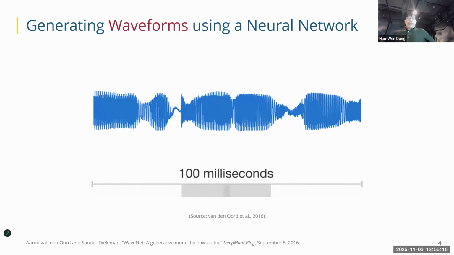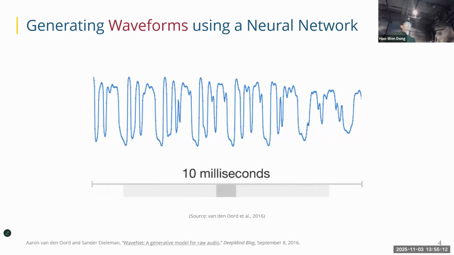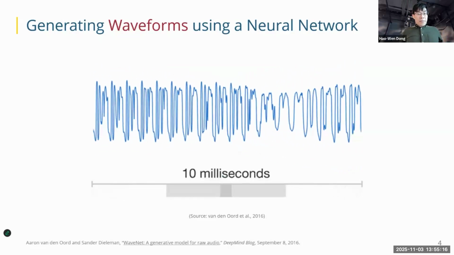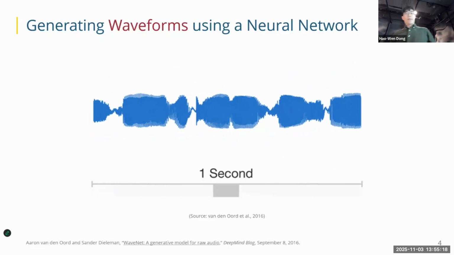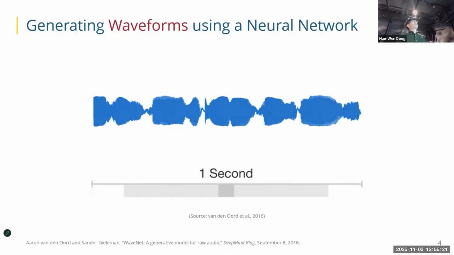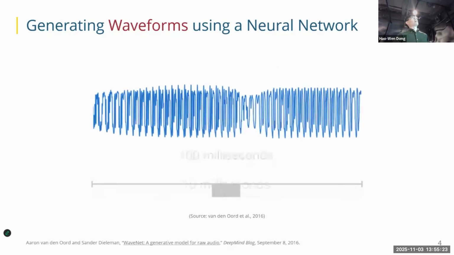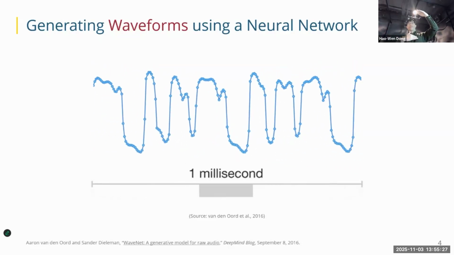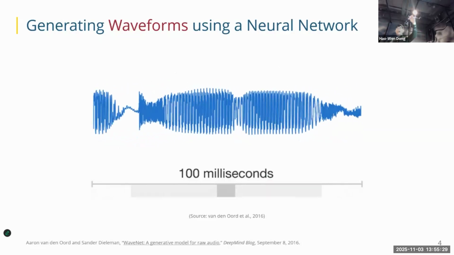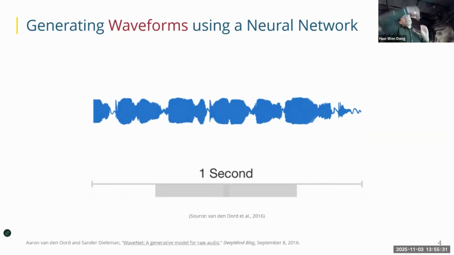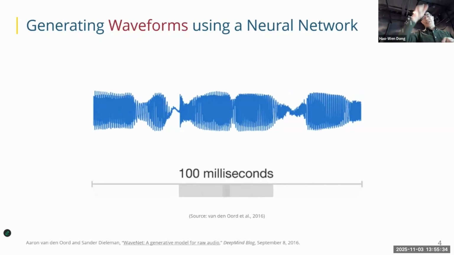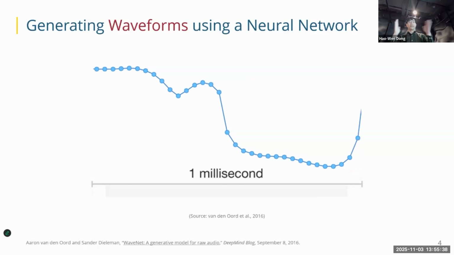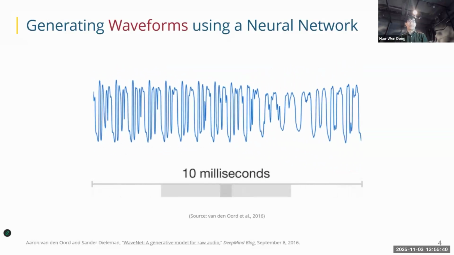Cool. So generating waveforms using a neural network sounds like a crazy idea, but back in 2016 people were already trying to do this, and somehow it works. A waveform is just a bunch of points between 0 and 1, or minus 1 and 1, whatever the range is. It's basically measuring the pressure of the sound, the air.